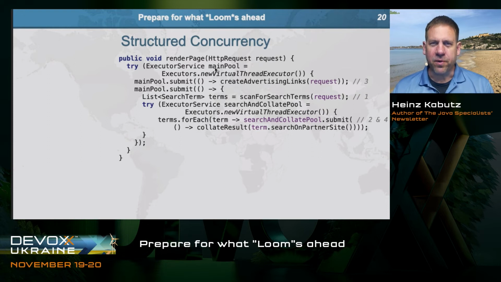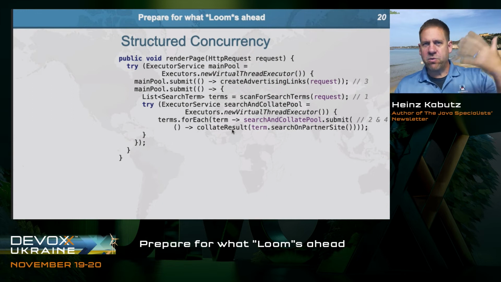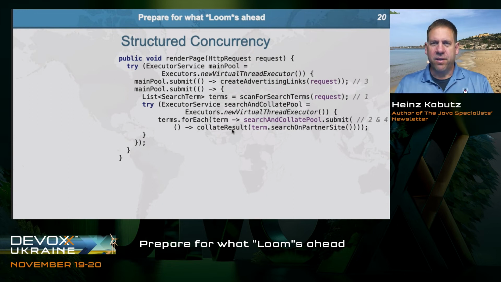It's not really a pool, right? Because they're not pooled, they're thrown away once they're done. But I'll just keep the name consistent. And then we submit the first job and the second job. And here we're going to make new threads within the job. And so instead of trying to reuse the main pool, we just make another one.